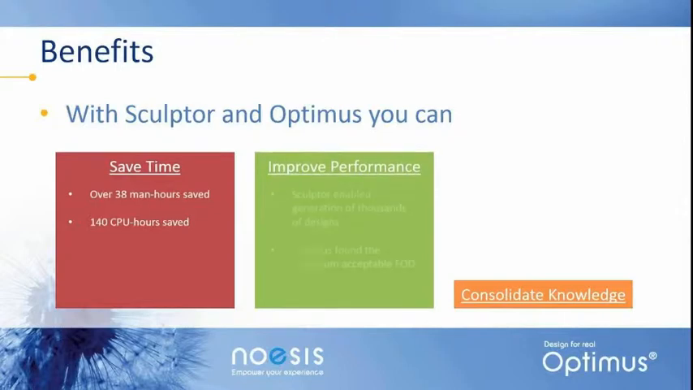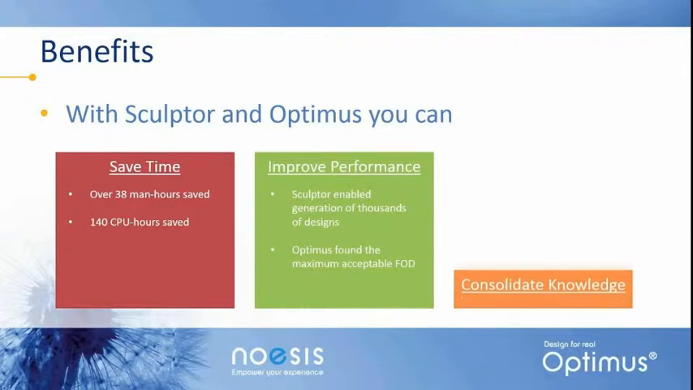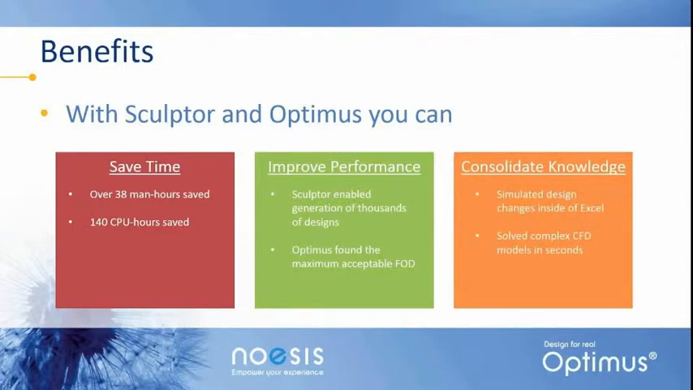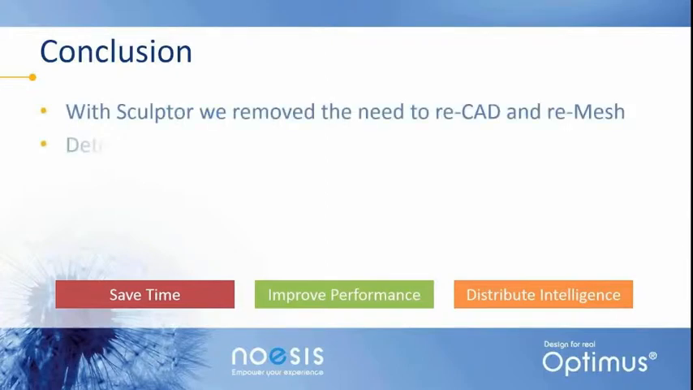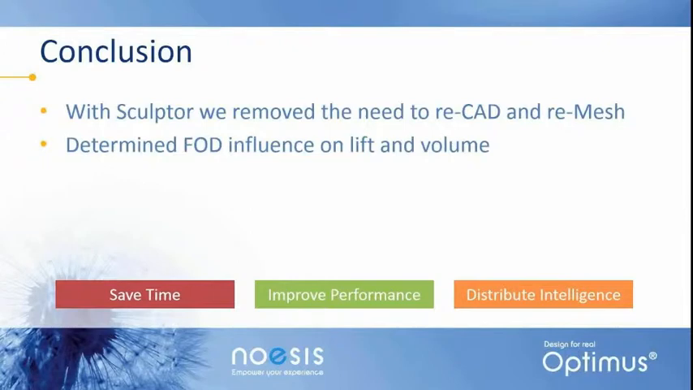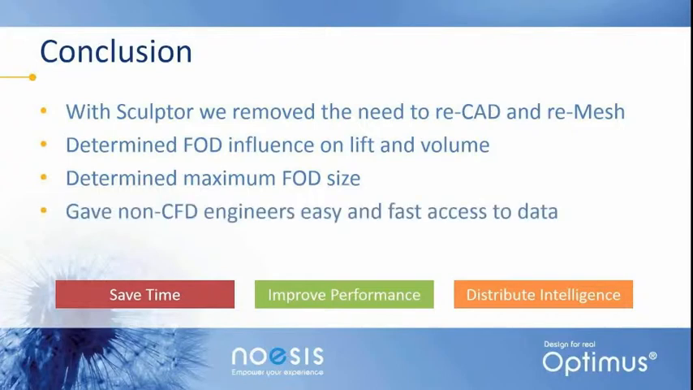And Sculptor enabled the generation of thousands of different designs, really. And then Optimus found the maximum acceptable FOD. And ultimately, we showed how the simulated designs can be extracted or changed by non-CFD users inside of Excel, and the complex CFD models were able to be solved in seconds. So in conclusion, with Sculptor, we removed the need to recad and to remesh, and we were able, with Optimus, to determine the maximum FOD size that we could have. And finally, we were able to get non-CFD users fast and easy access to the data.